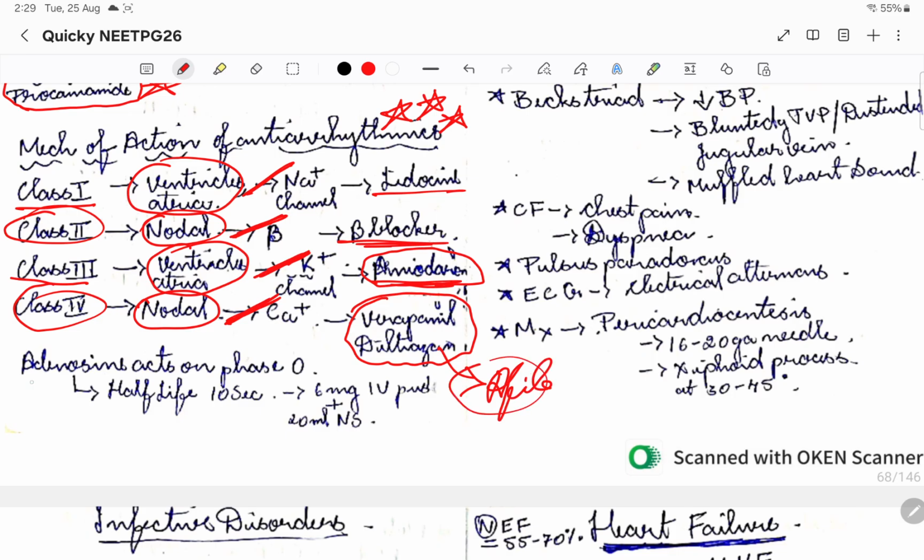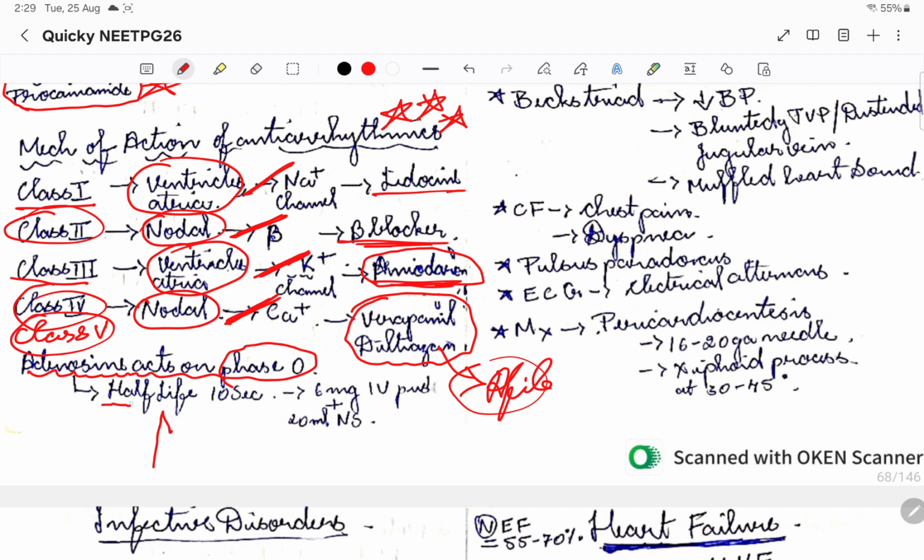Then coming to adenosine, it basically acts on phase 0. Phase 0, this is considered as a class 5 drug. Sorry, adenosine. So adenosine acts on phase 0. You know phase 0, right? All the depolarization phase is known as phase 0. So this is where the action potential is there.